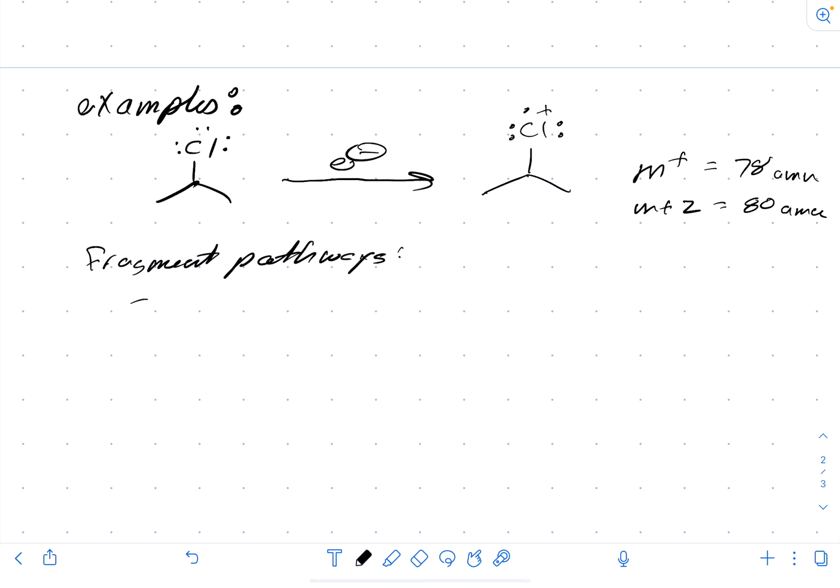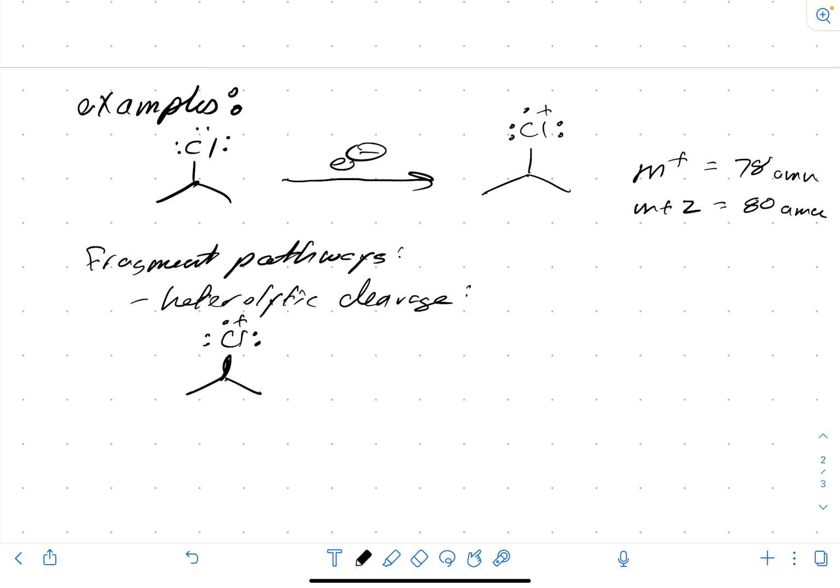The first will be again the heterolytic cleavage. The heterolytic cleavage will look like this. So again, we've got the radical cation here. Heterolytic cleavage will just be breaking that carbon-chlorine bond, taking the electrons away from carbon and giving them to chlorine. That heterolytic cleavage is going to give me a carbocation species plus an atom of chlorine, which is neutral. So again, this is not detected.